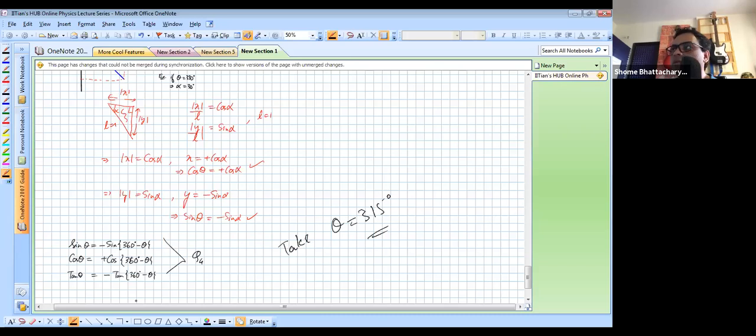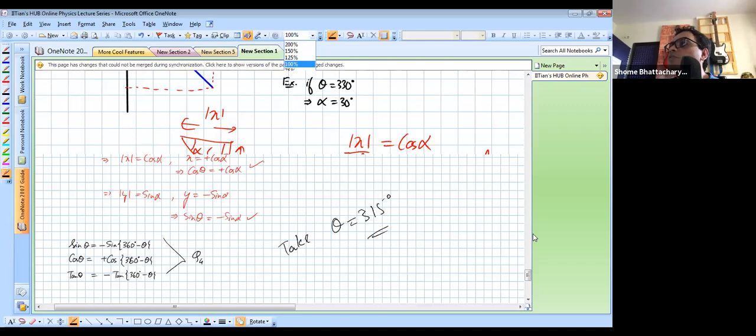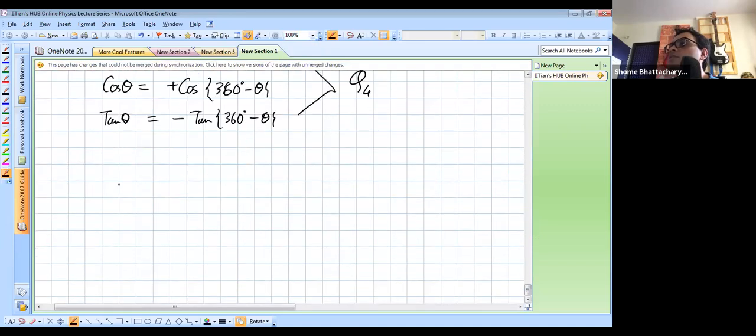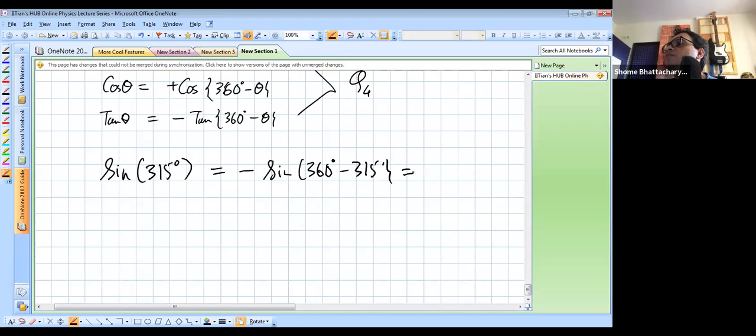Okay, all right, good. So now you can see it's just a matter of application of formula, as we are doing. So therefore, for example, sine of 315 degrees. According to the formula of Q4, which is just above this over here, sine is negative in the fourth quadrant. So it is minus of sine 360 degrees minus 315. So it is minus of sine 45 degrees. So it is minus 1 by root 2.